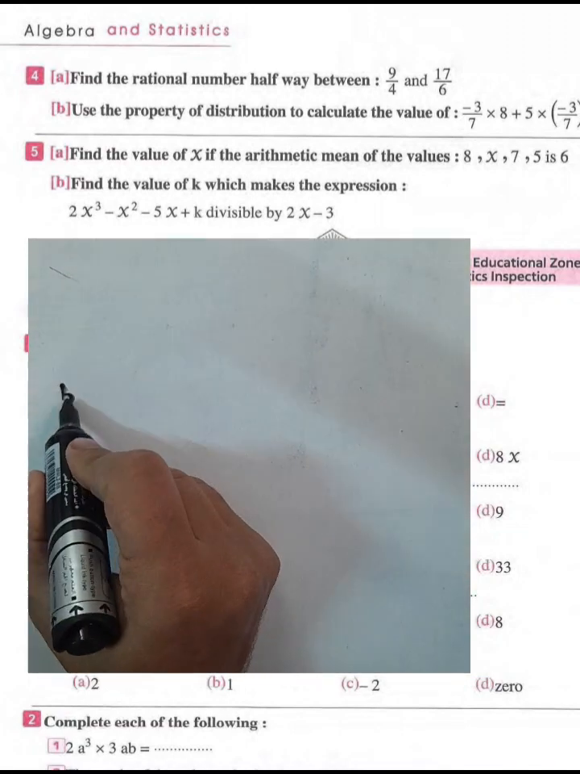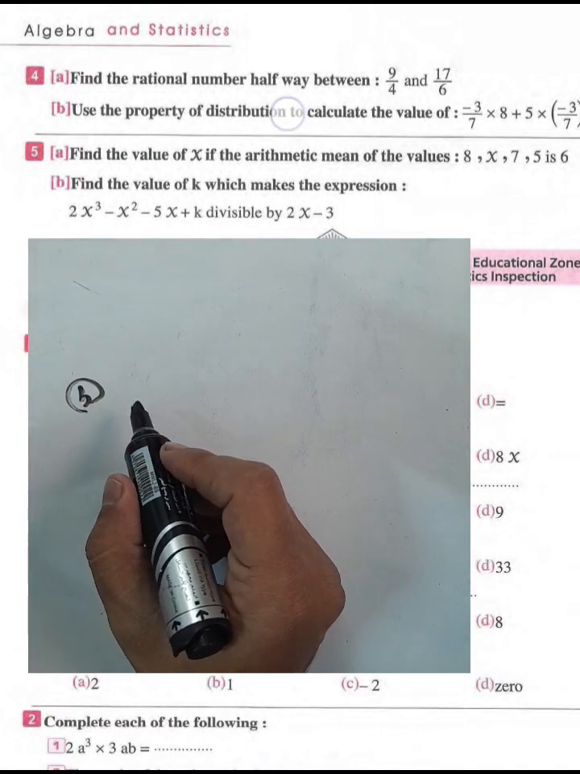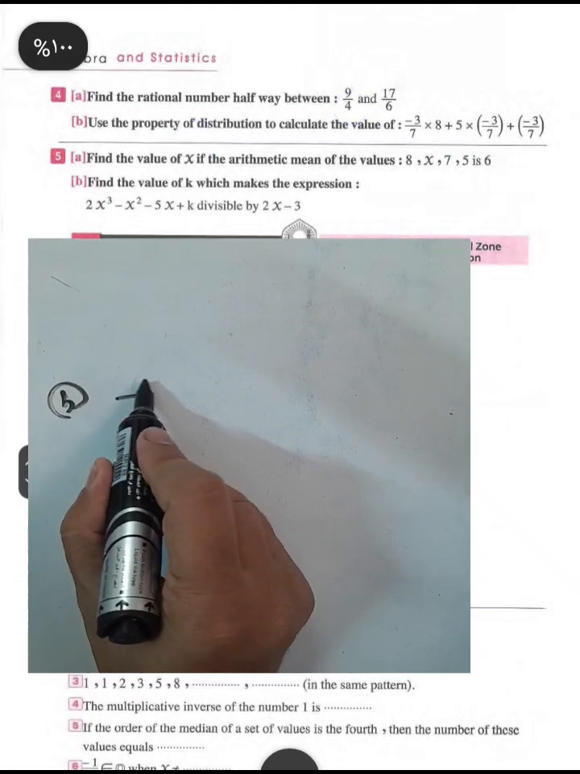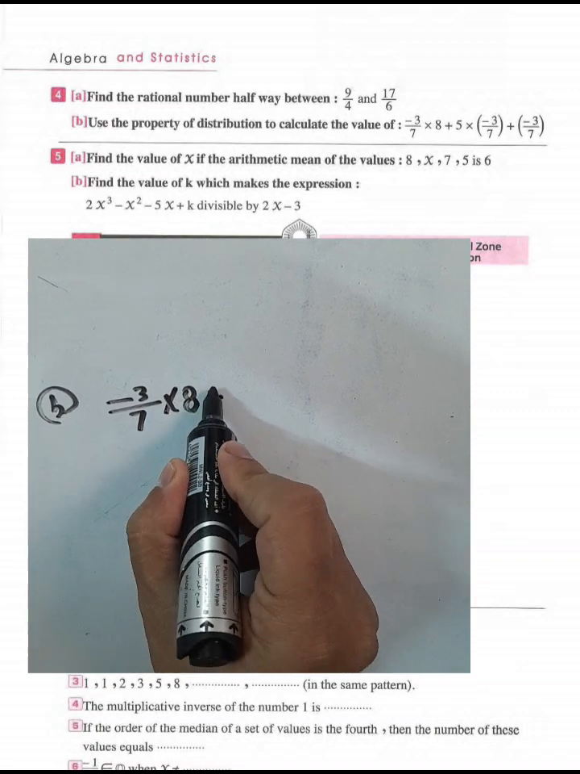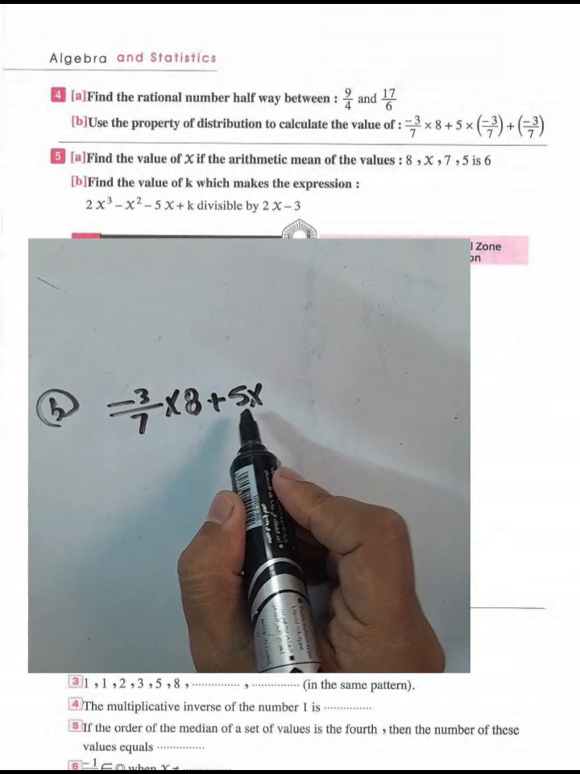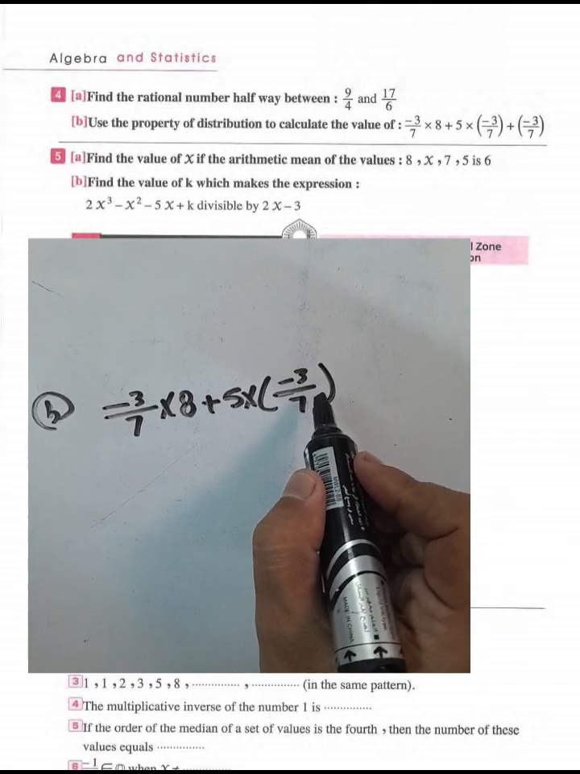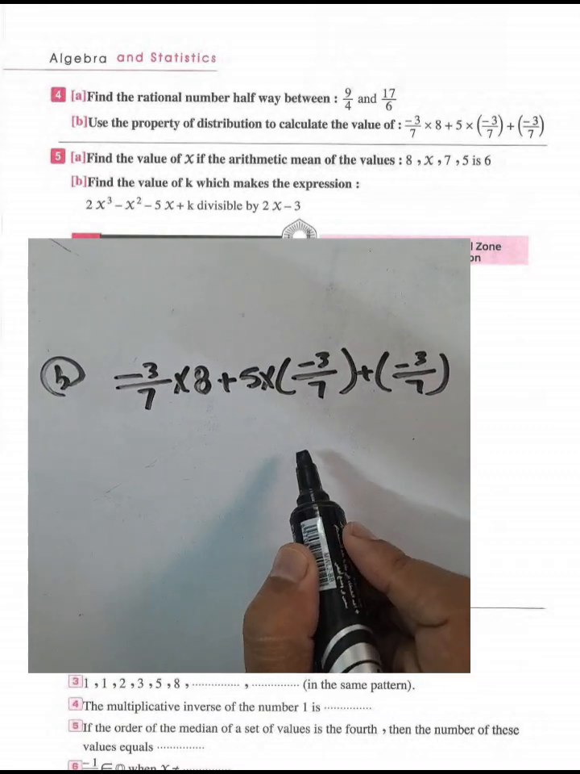Next question, letter B. Use distribution properties to find the result of this expression. We have negative 3 over 7 times 8, plus 5 times negative 3 over 7, plus negative 3 over 7.